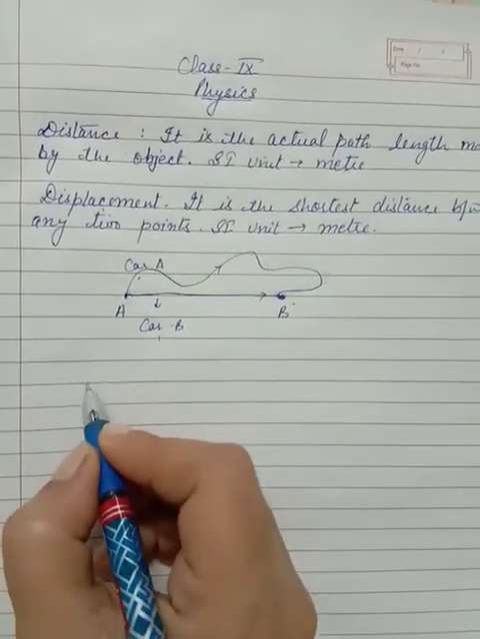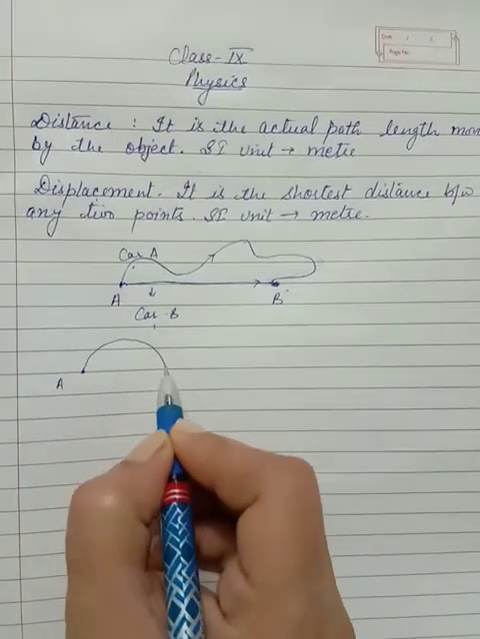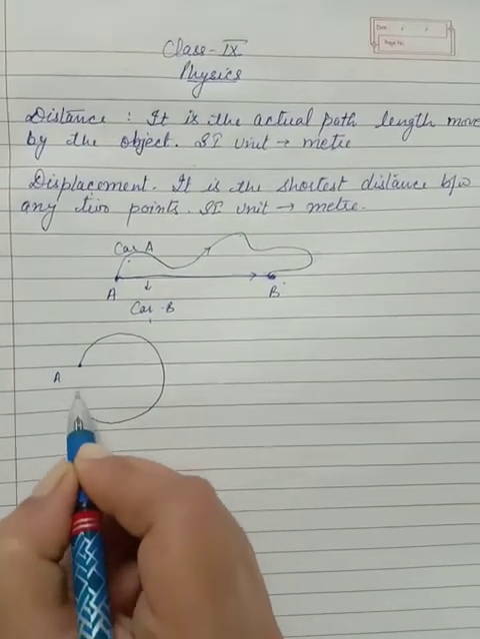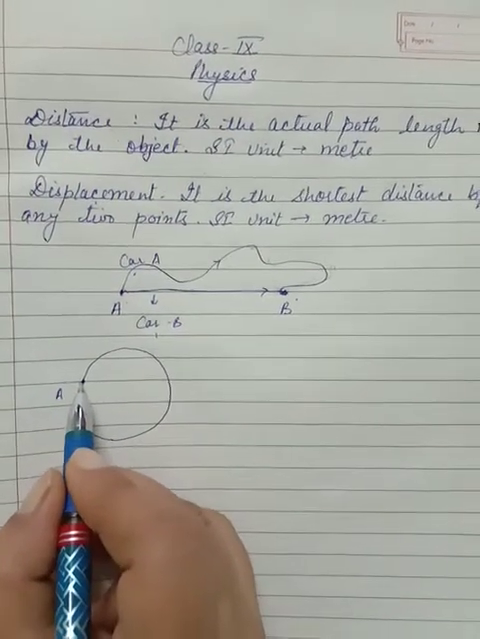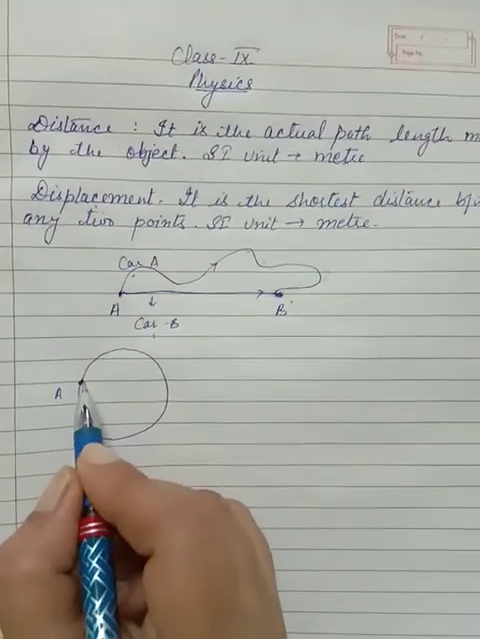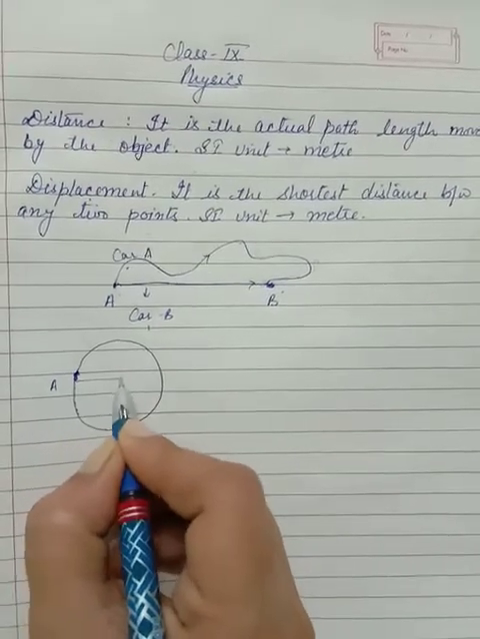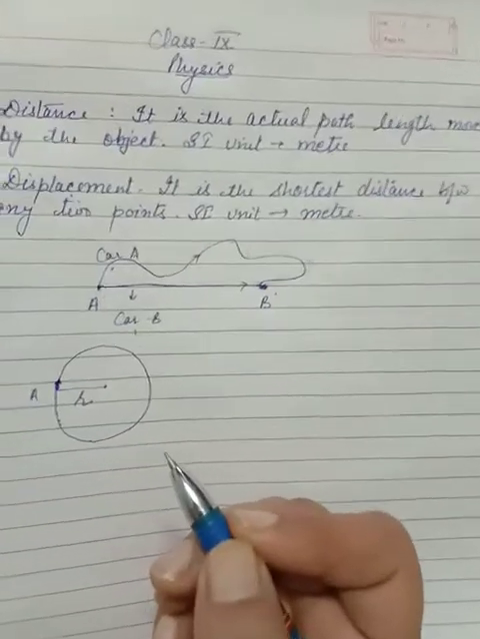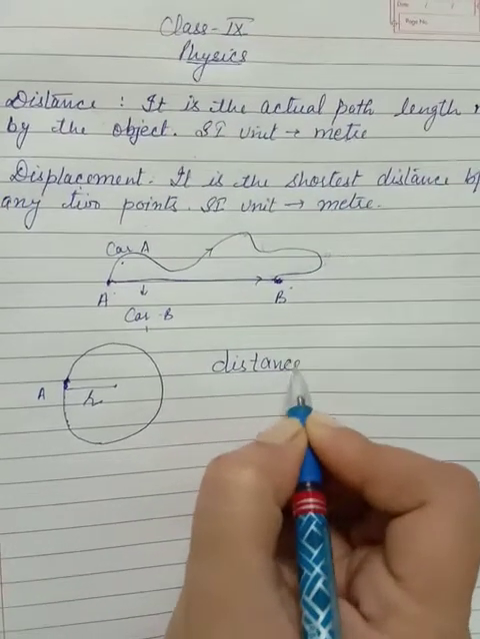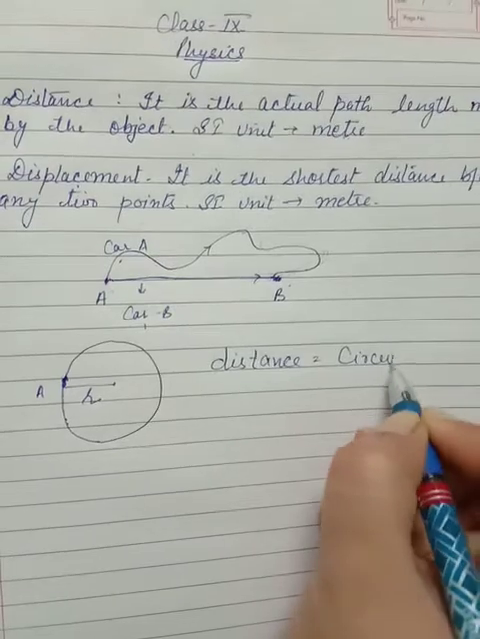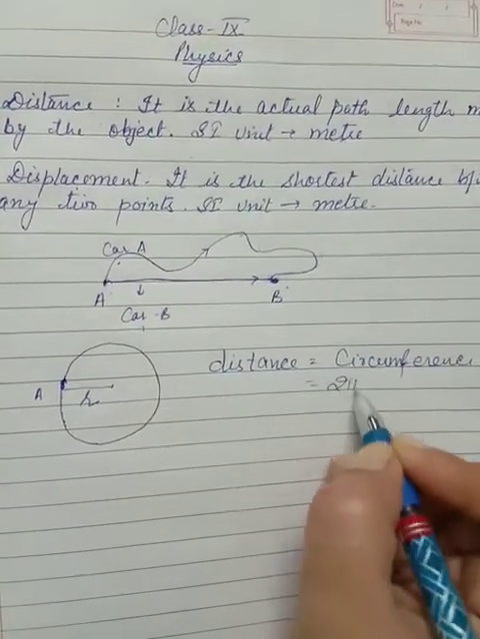Some more examples I will give you. Suppose an athlete starts from point A, and after covering a whole circular orbit, he again returns back to point A. If I ask you how much will be the distance traveled, suppose R is the radius of this circle, then how much is the distance traveled? You will say the distance traveled will be equal to the circumference of the circle, and that is equal to 2 pi r.